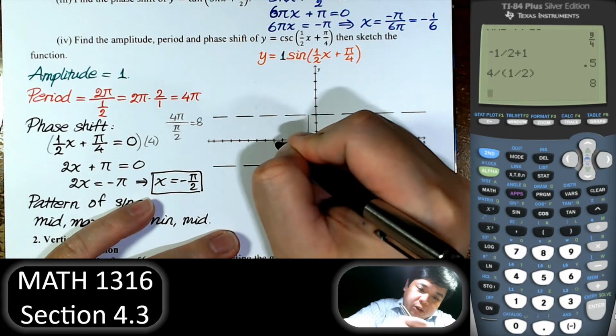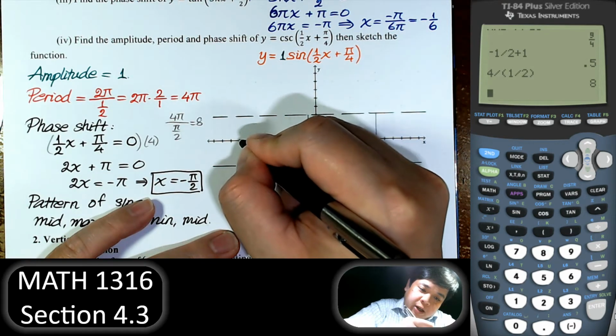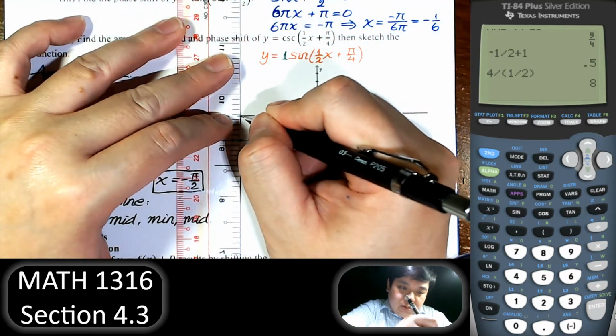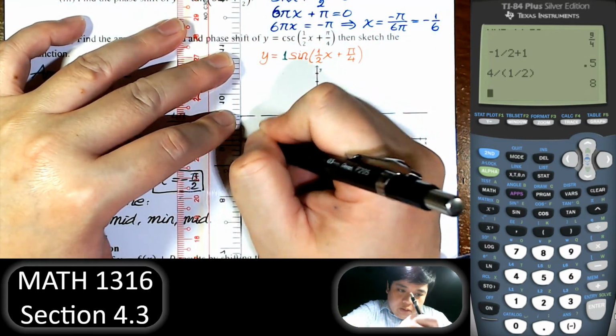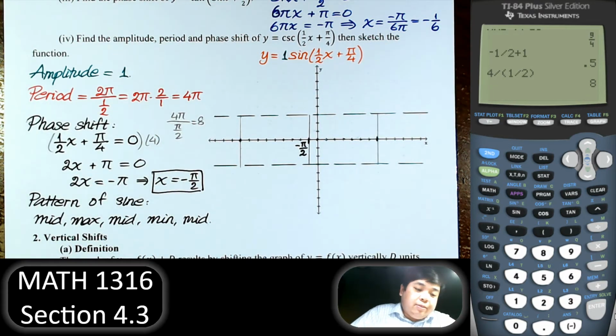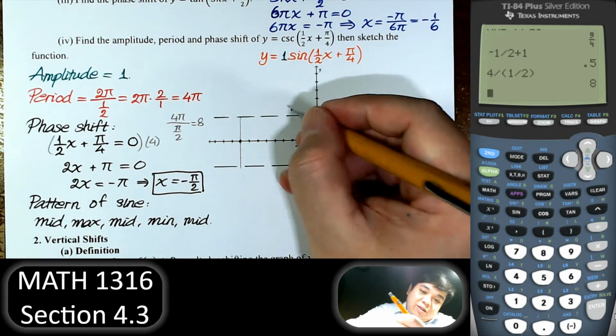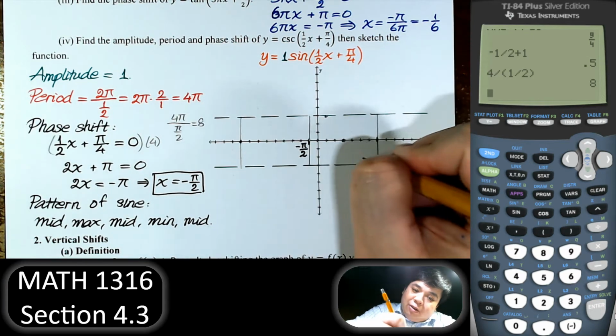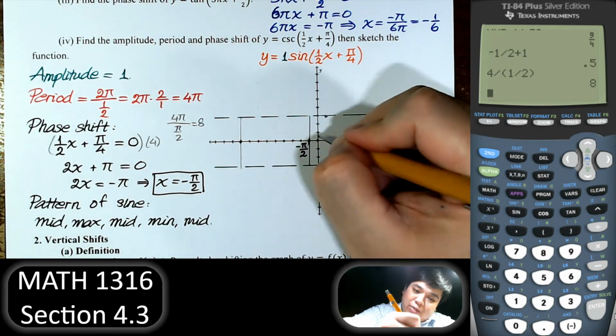1, 2, 3, 4, 5, 6, 7, and 8. So that gives another period. So the pattern: middle, max, middle, min, back to the middle.